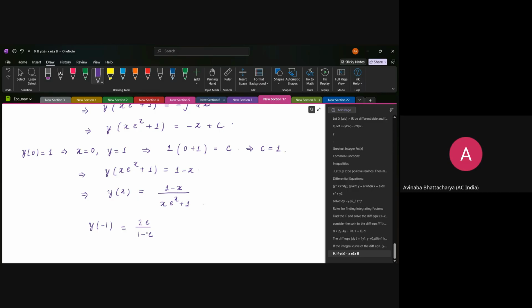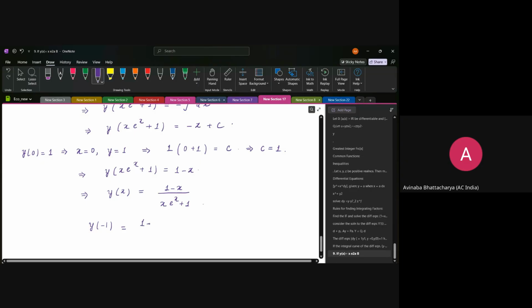1 plus c, I guess. 1 plus c. Yeah. No. 1 minus 1 by e. e minus 1. e minus 1. 2e by e minus 1. Yes, yeah.